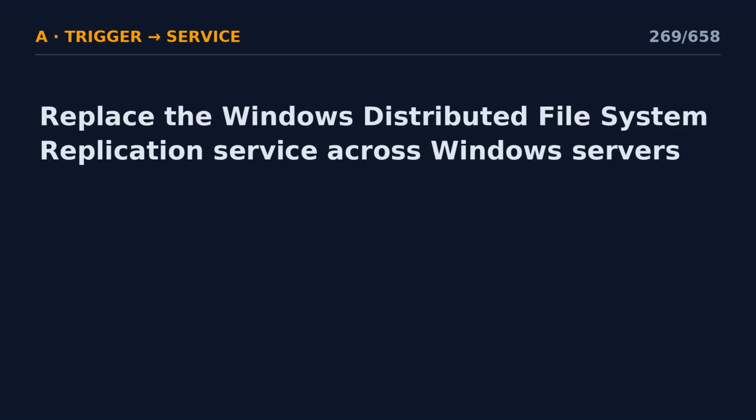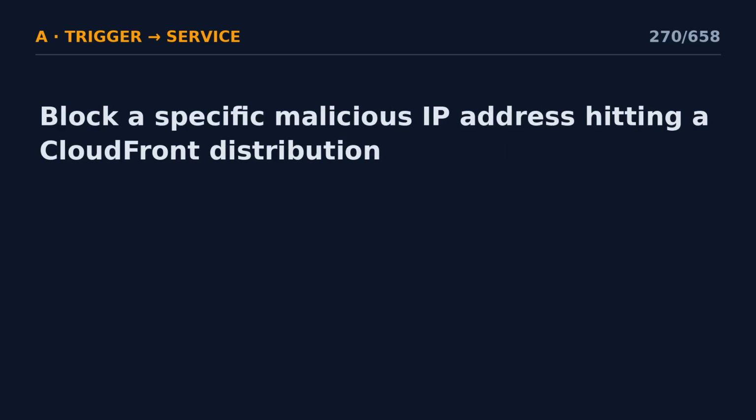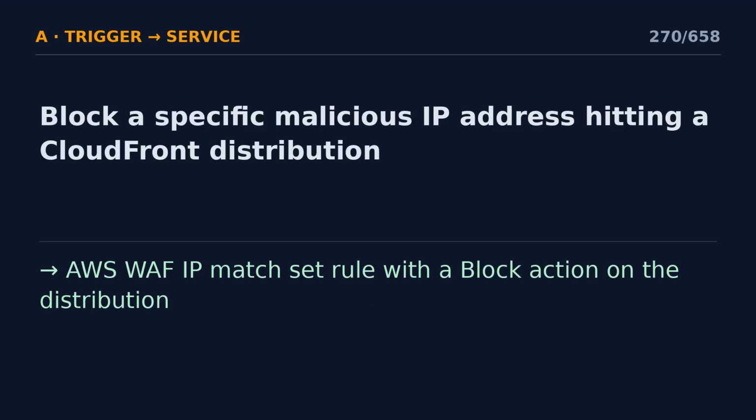Replace the Windows Distributed File System Replication Service across Windows servers. Answer: FSx for Windows File Server. Block a specific malicious IP address hitting a CloudFront distribution. Answer: AWS WAF IP match set rule with a block action on the distribution.